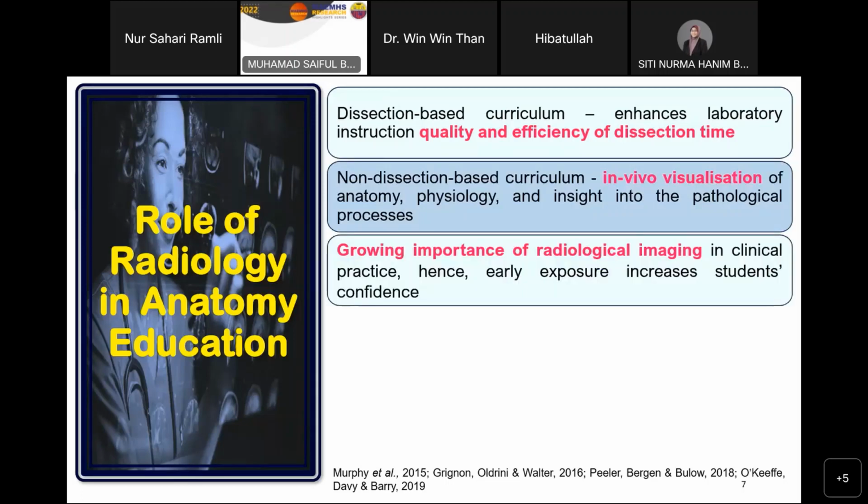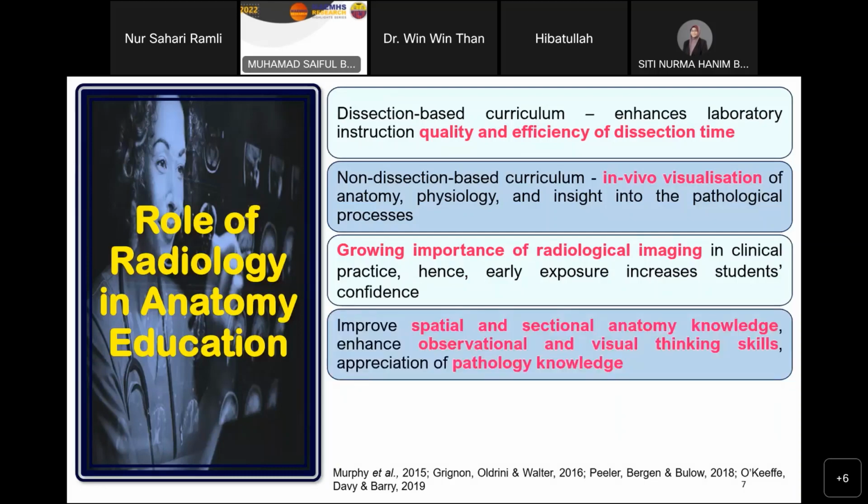Apart from that, these days, with the advancement of medical technology, there is a growing importance of radiological imaging in clinical practice. Therefore, early exposure will increase students' confidence in applying their knowledge later on once they graduate and practice. Also, radiology can improve spatial and sectional anatomy knowledge and enhance their observational and visual thinking skills, as well as increase their appreciation of pathology.